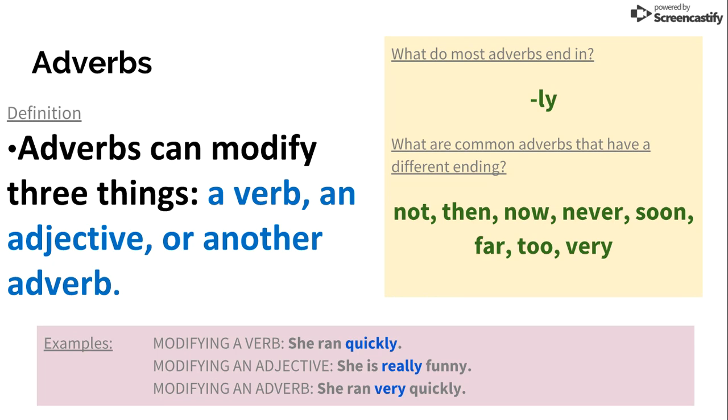And in the third sentence, we have, she ran very quickly. Here, you might recognize quickly as being an adverb, which is correct, but in this case, I'm concerned with very, which is also an adverb, and in this case, it's modifying quickly. So quickly is modifying ran, very is modifying quickly.